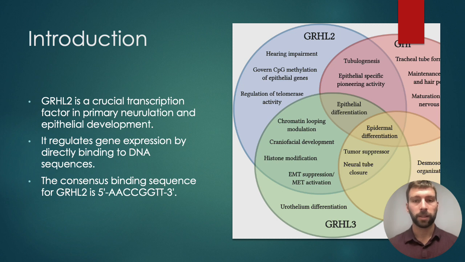The consensus binding sequence for GRHL2 is identified, from 5' to 3', as AACCGGTT. So this represents a critical site for its interaction with DNA and where it exerts significant effects on biological processes.